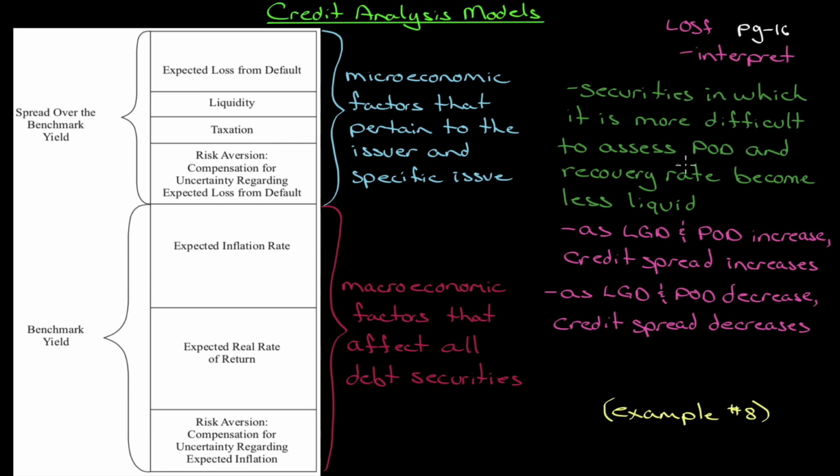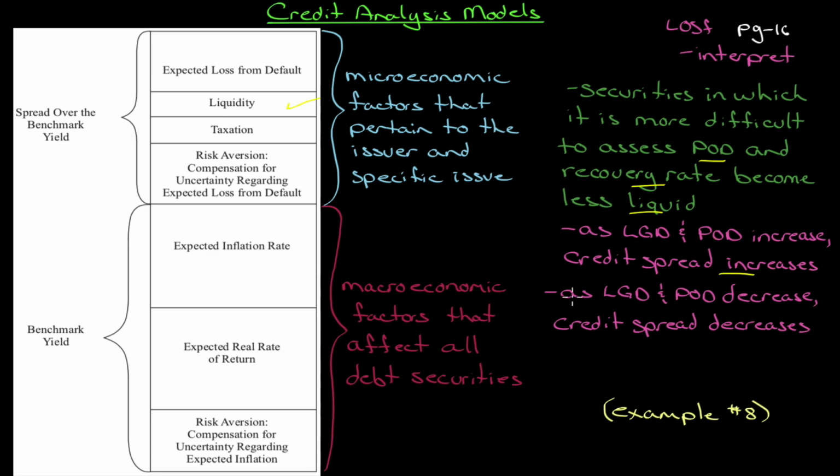Securities in which it is more difficult to assess the probability of default and the recovery rate become less liquid, which means the liquidity component in the spread over the benchmark would actually increase. That makes it difficult to pull apart how much of that spread is associated with the credit spread and how much is associated with other things. As the loss given default and the probability of default increase, the credit spread increases.